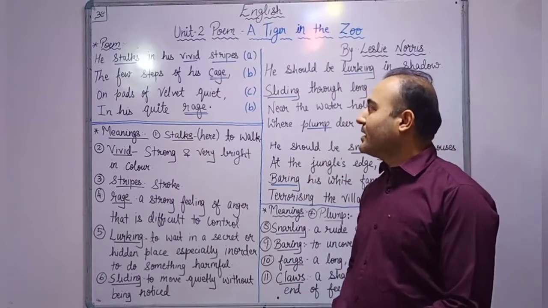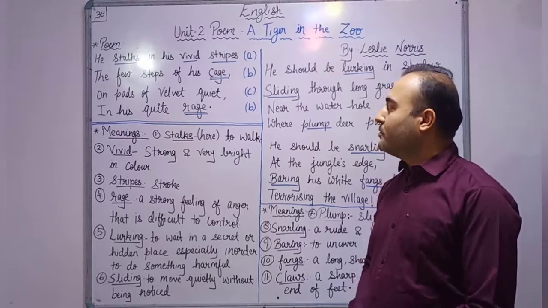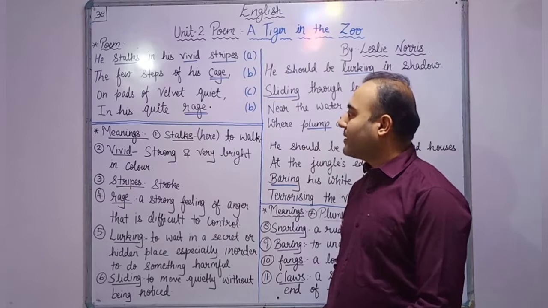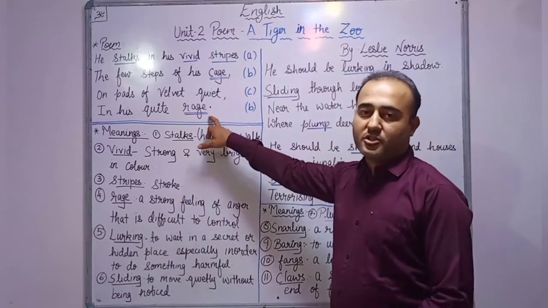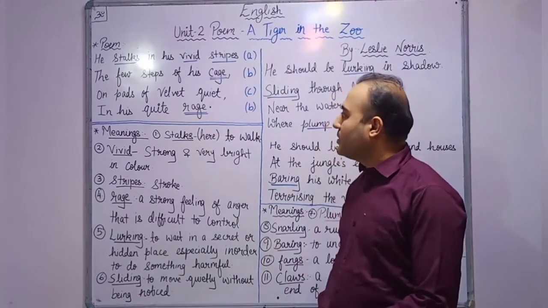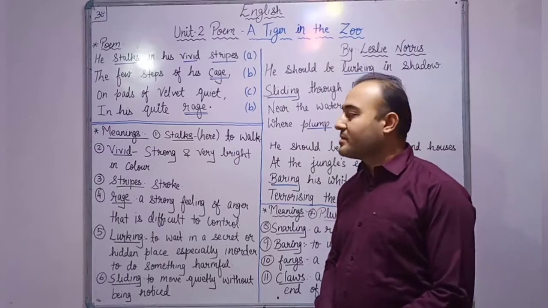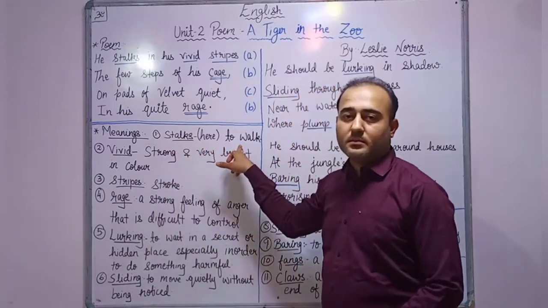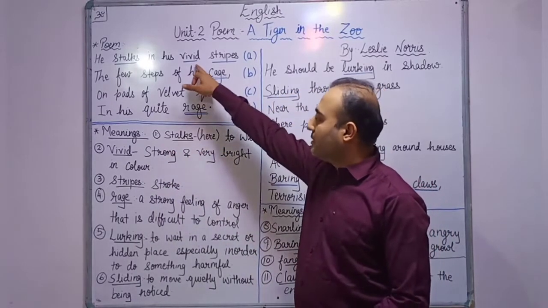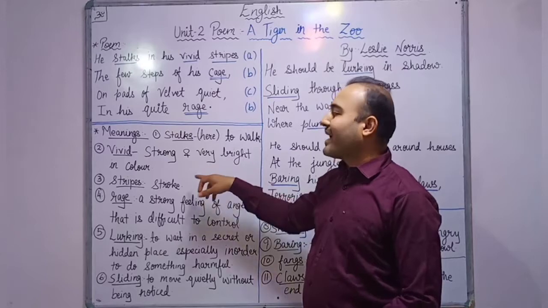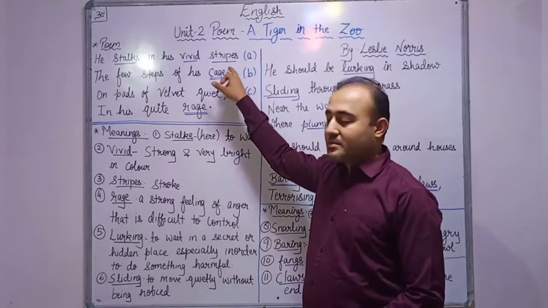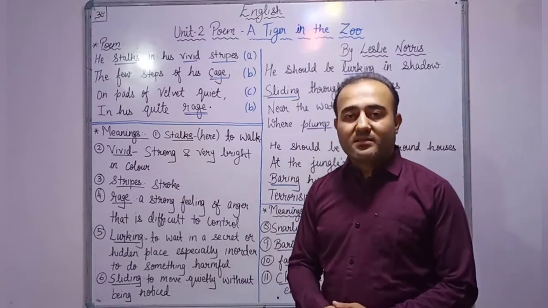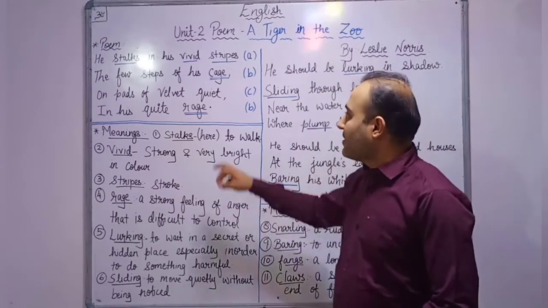He stalks in his vivid stripes the few steps of his cage, on pads of velvet quiet, in his quiet rage. So there are some important words in this paragraph. Let me first discuss that. Stalks. Stalks means to walk here. Then vivid. Vivid means strong and very bright in color. Stripes. Stripes means the strokes, the black color strokes which are present on the tiger's body.